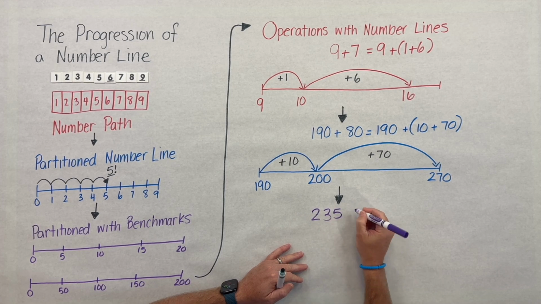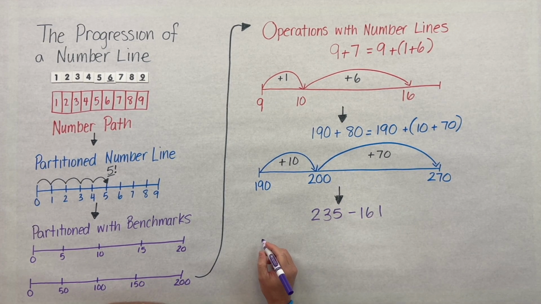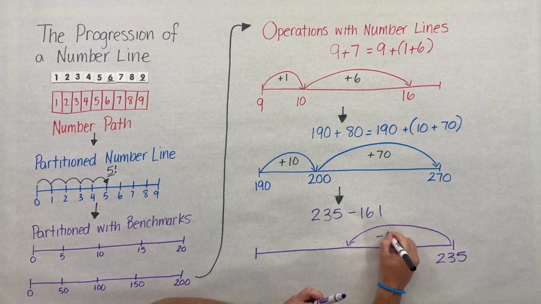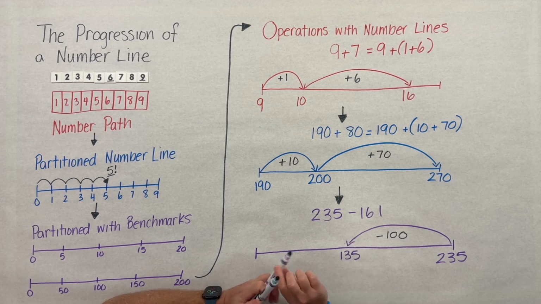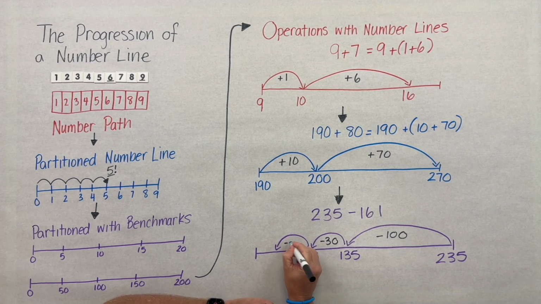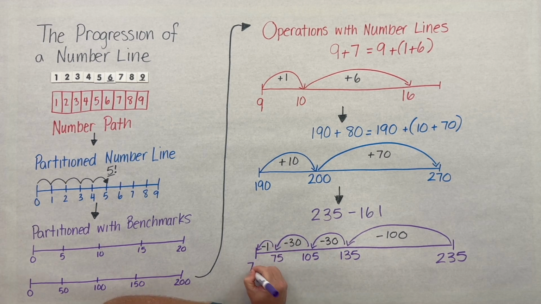And here we'll show what this can look like if we explore a number line through the operation of subtraction, as we subtract 235 minus 161. So we remove and count back 100. That gets us to 135. We take that 60 and we decompose it into two 30s and do two individual jumps of 30, and then we subtract that remaining 1, which gets us to 74. And there we can see how we've used the progression of a number line.